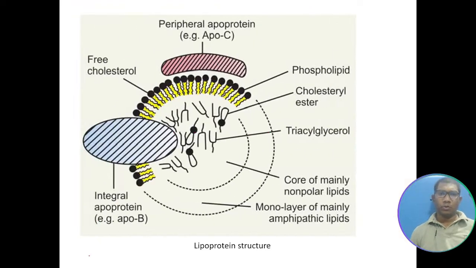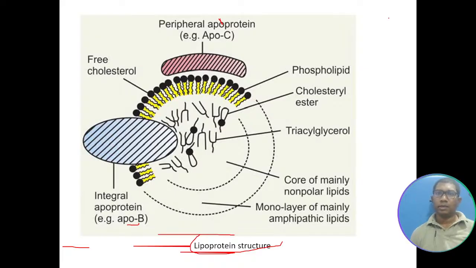Now lipoproteins. What is lipoprotein? Lipoprotein क्या होता है? It is a macromolecular complex of lipid and protein. लार्ज साइज का प्रोटीन और लिपिड का कॉम्प्लेक्स. तो प्रोटीन्स होंगे इसमें, they are known as apoproteins. Proteins in the lipoprotein are known as apoproteins, for example apoprotein C, apoprotein B.